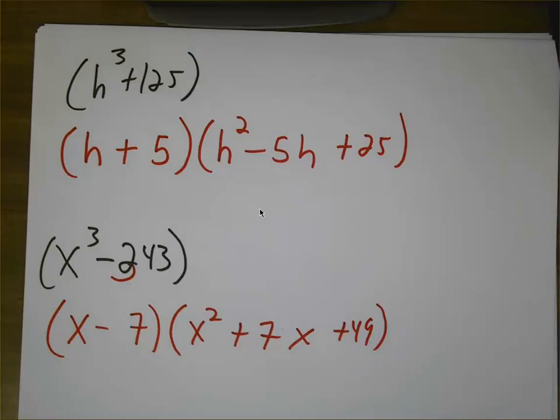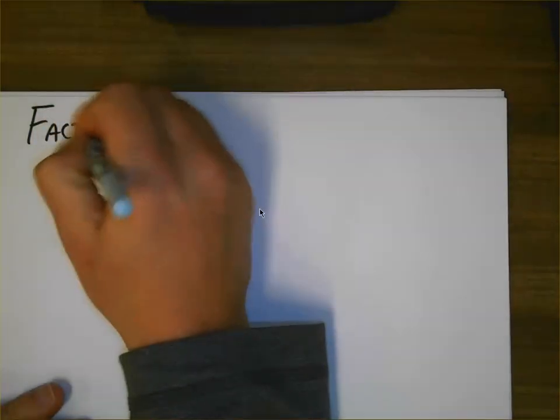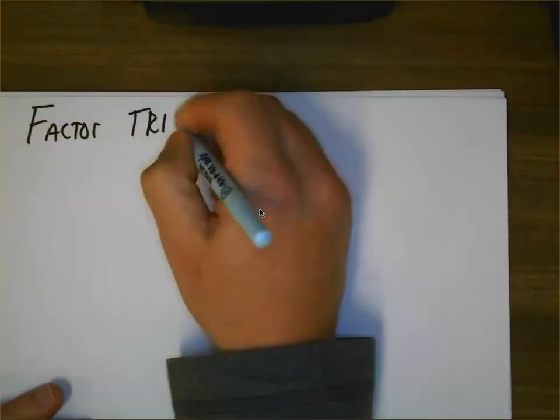So now the next thing I'm going to talk about is factoring trinomials, all right? So I'm going to show you x factor, and I'm going to show you factoring by grouping. So we're going to factor trinomials. So how do you factor trinomials?